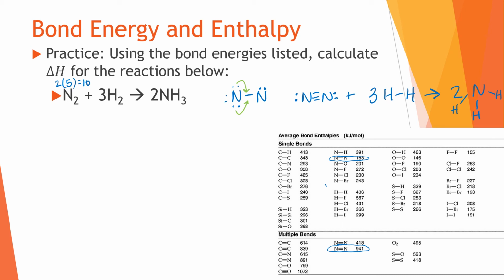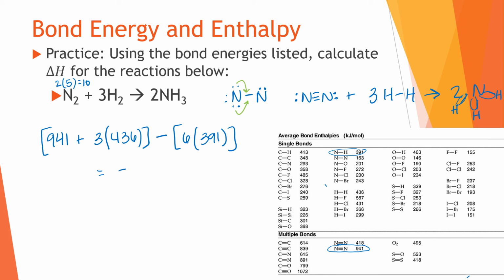So for my reactants, I have a nitrogen-nitrogen triple bond plus 3 times hydrogen-hydrogen bond minus my product. So I have 2 entire molecules here. So 2 times 3 bonds in each gives me 6 nitrogen-hydrogen bonds, which each have a bond energy of 391. So then when you do that math, you're going to get negative 97 kilojoules per mole.